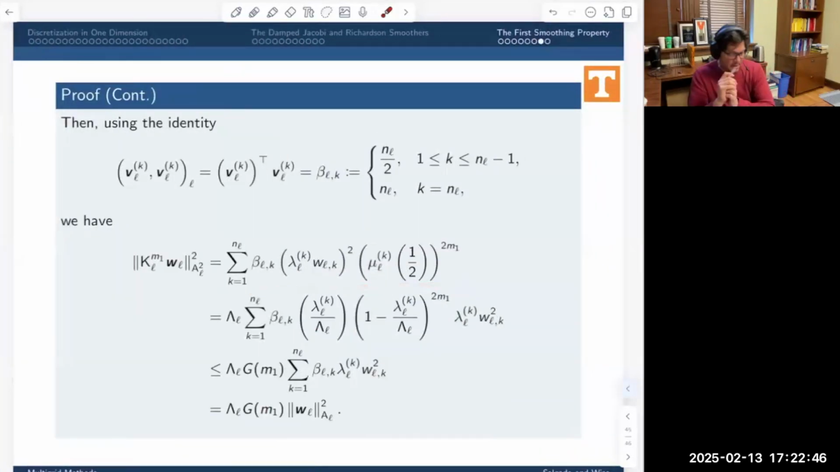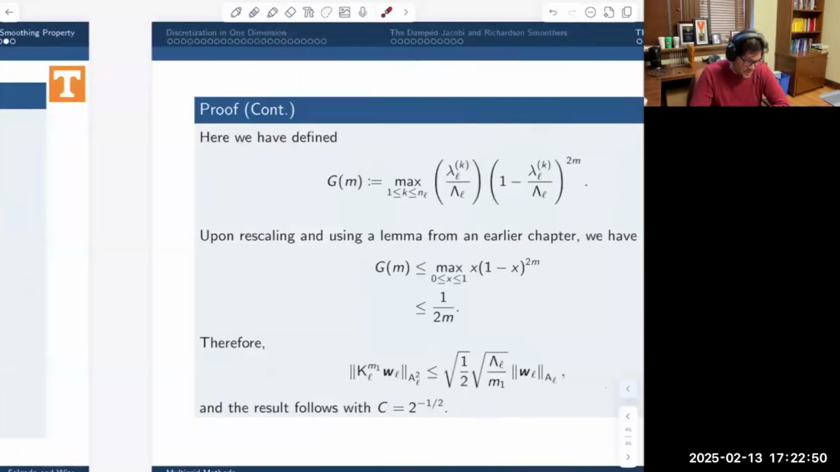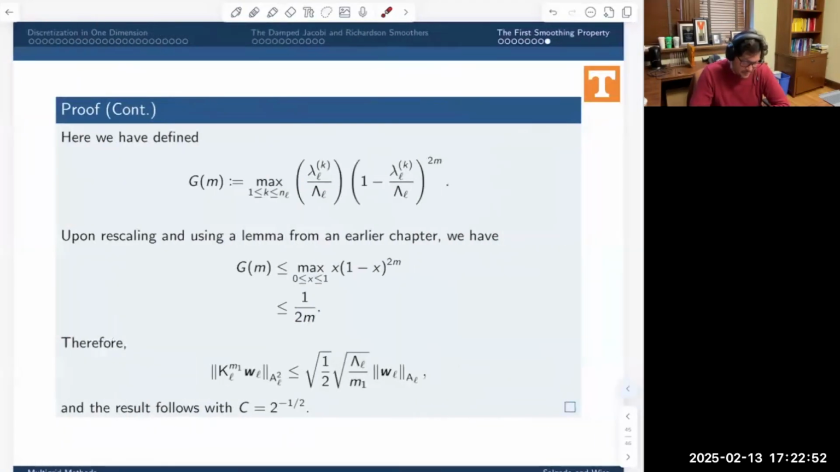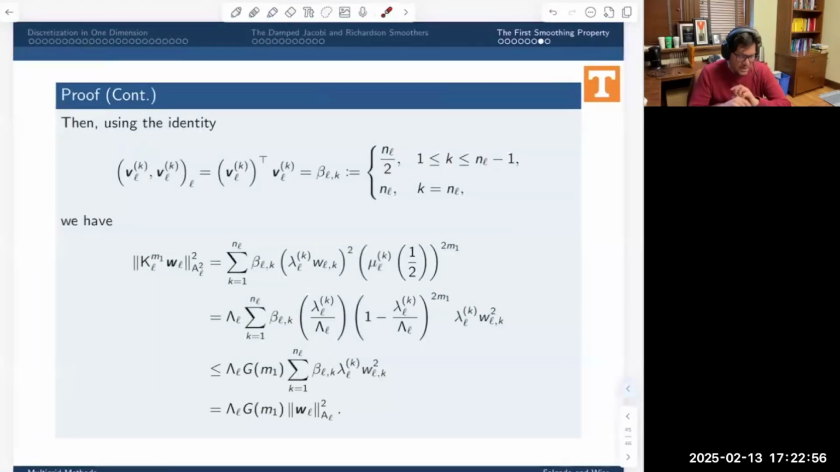Well, I have to stop there because we're out of time, but you can see we're almost to the end of the proof. We just have a few more details to go. But we can do that next time. There's no great rush there.